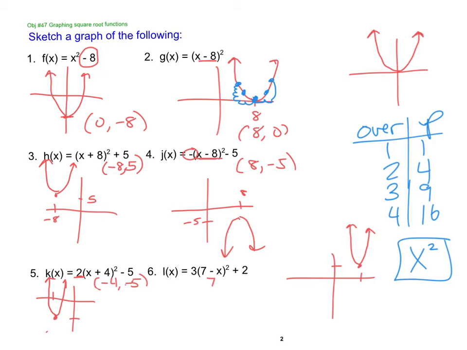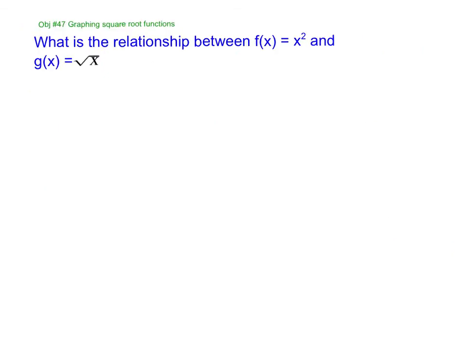So the reason we reviewed this, the square root is very, very similar. What is the relationship between x squared and the square root? A lot of kids keep telling me, oh, they're opposites. Okay, what's the mathematical term for opposites? They are inverses. So what do you think that means in terms of the graph? So there is a relationship between the graph.